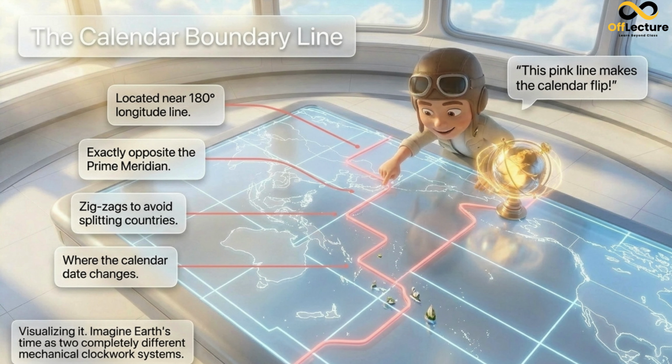The calendar boundary line. On the exact opposite side of the Prime Meridian, located near the 180-degree longitude line, lies the international date line. This pink line makes the calendar flip. It zigzags intentionally to avoid splitting countries, marking the exact boundary where the calendar date changes.